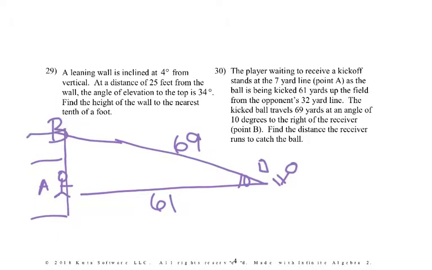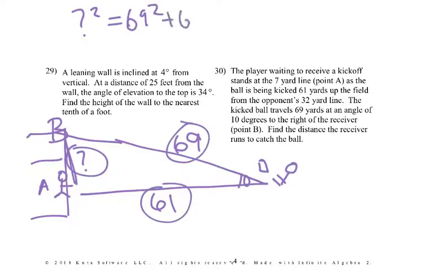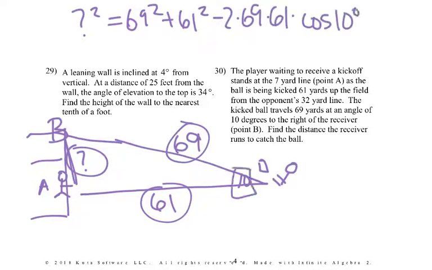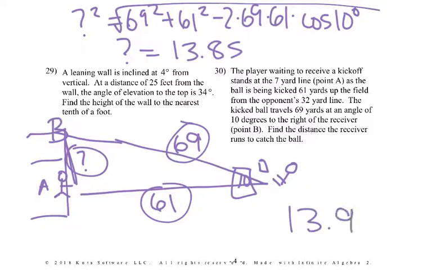Still on the field, we'll extend our field. Find the distance the receiver runs to catch the ball. So what's this distance? Okay, so again, this is a cosine. Because we're looking for this, so I go question mark squared equals these two sides. 69 squared plus 61 squared minus 2 times 69 times 61 times the cosine of 10 degrees. Okay, take the square root of that, type it into our calculator. And we get 13.85, so 13.9 yards to get the ball.